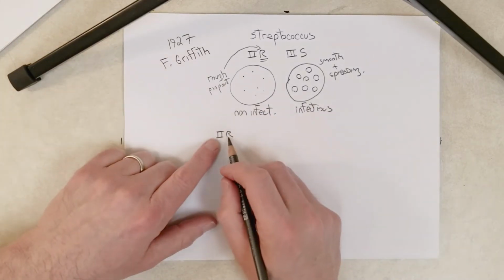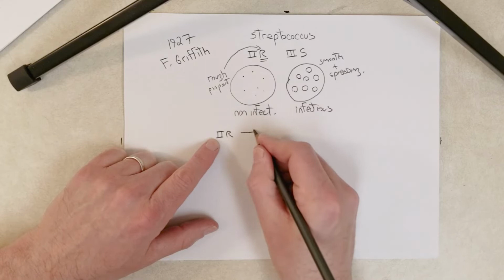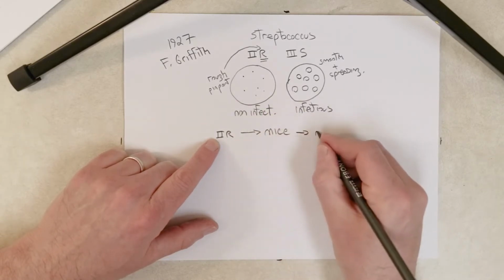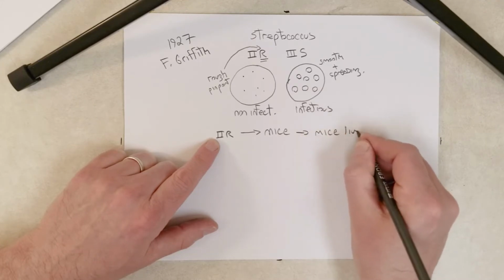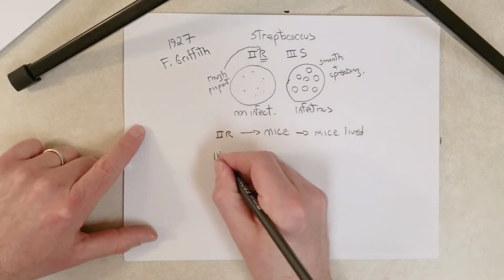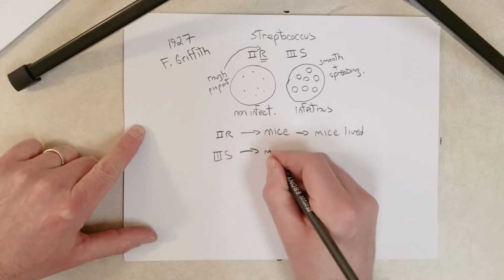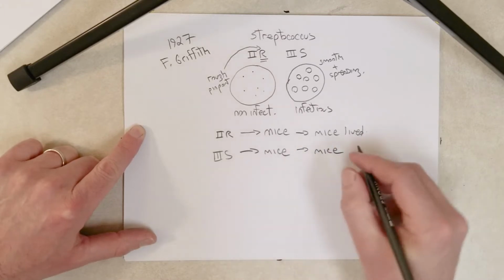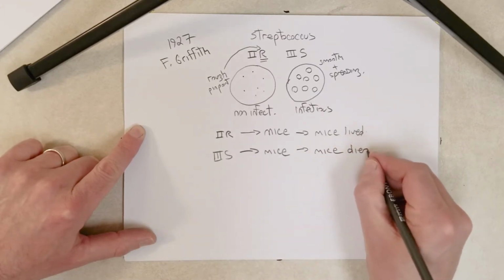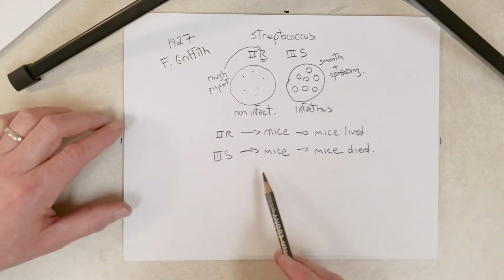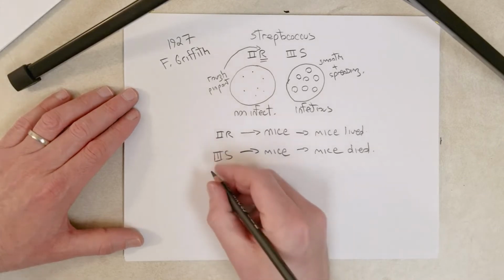So he took 2R, injected into mice, and when he did that, the mice lived, right? Because this is not the infectious bacterium. He took 3S. He injected mice with 3S. And here, the mice died, which is what we would expect, right? Put 3S in mice, the mice die because 3S is the infectious one.